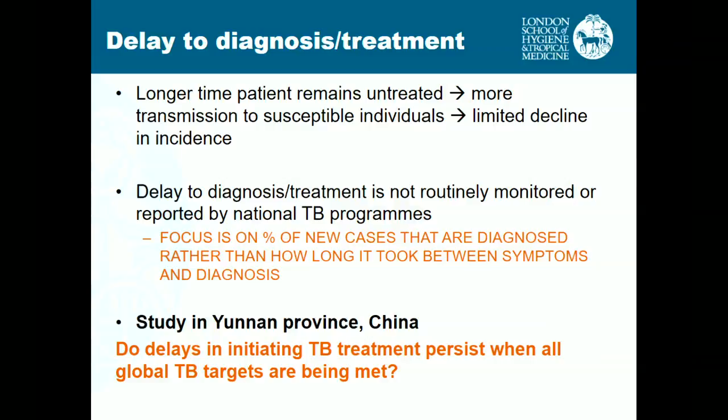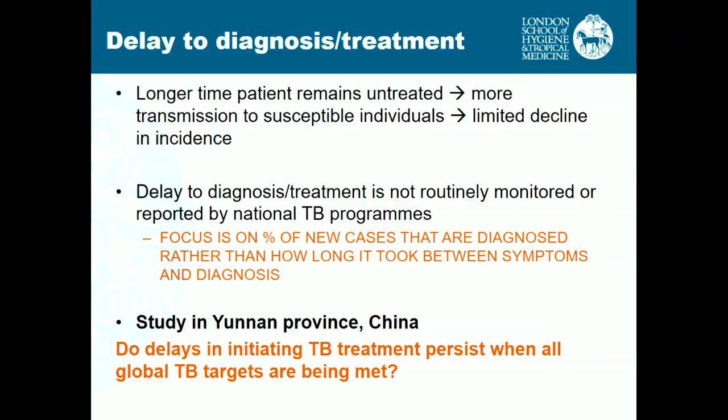So if there's ongoing transmission, then it's not surprising that when we look at incidence rates at the end of a year or at our next surveys, we're finding that we've had a limited impact. But programs tend to focus on percentage of new cases detected because that's the way that the targets are set. And there's very little routine monitoring of delay on a large scale.